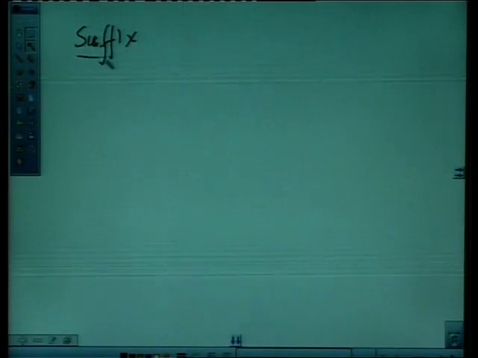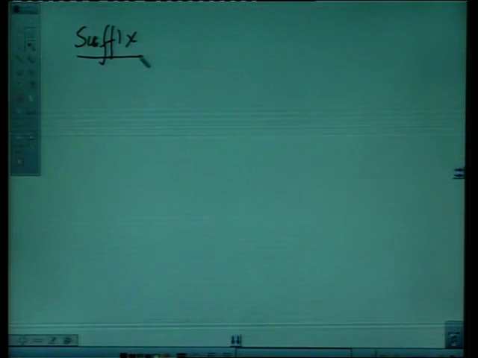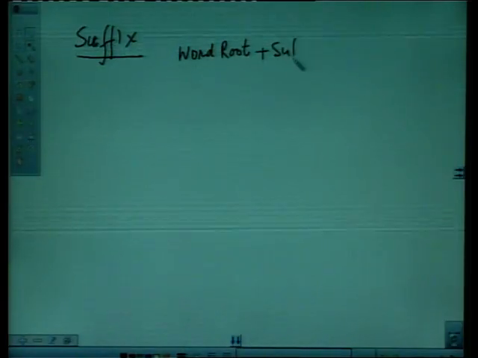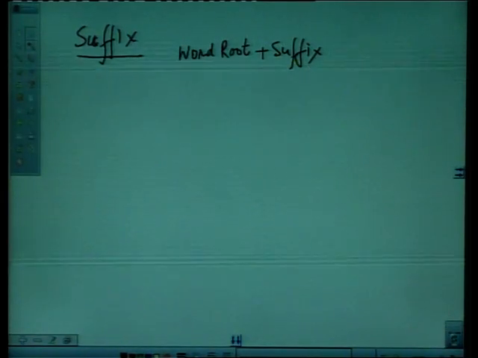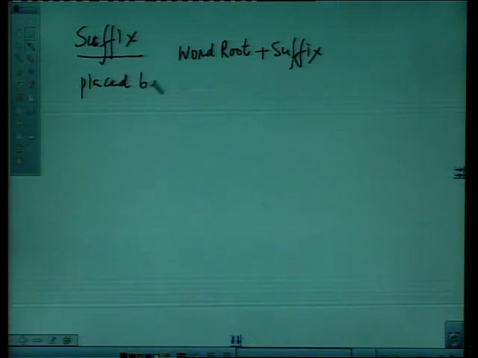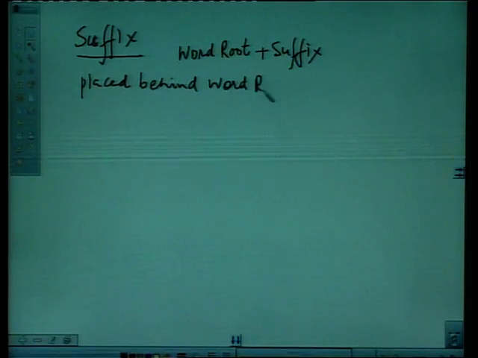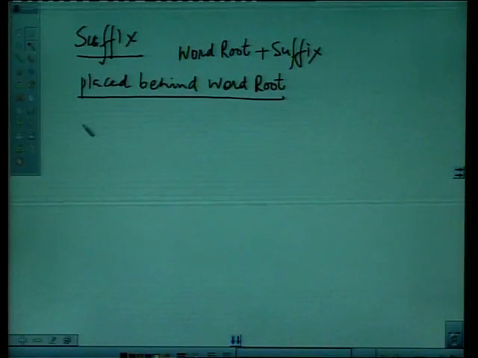So, suffix is placed behind the word root, that comes behind the word root, that is word root plus suffix. So, suffix, there are two types of suffix, placed behind the word root. So, there are two types of suffix.